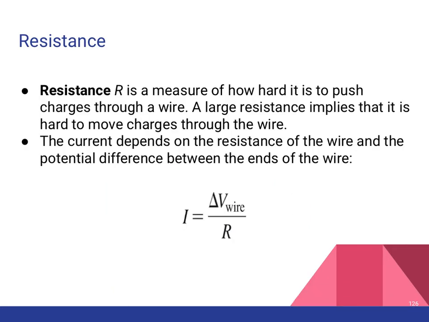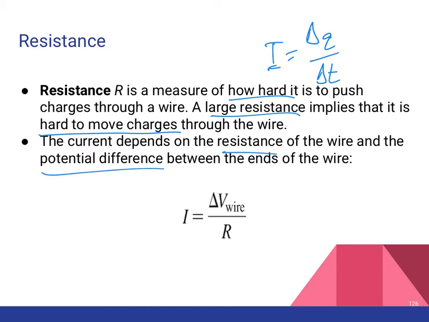So resistance is a measure of how hard it is to push charges through a wire. You think about resisting something, how hard you have to resist. A large resistance implies that it's hard to move charges. So if my current is delta Q over delta T, the greater that resistance is, the less the current will be. The current depends on the resistance of the wire and the potential difference across the wire. Because remember, the stronger my potential difference is, the more my current will be, the more charge it'll be able to push in a given amount of time.